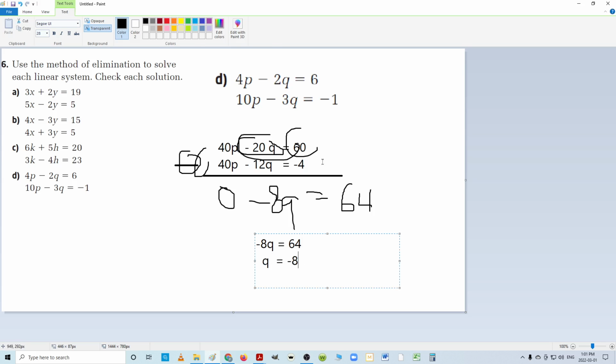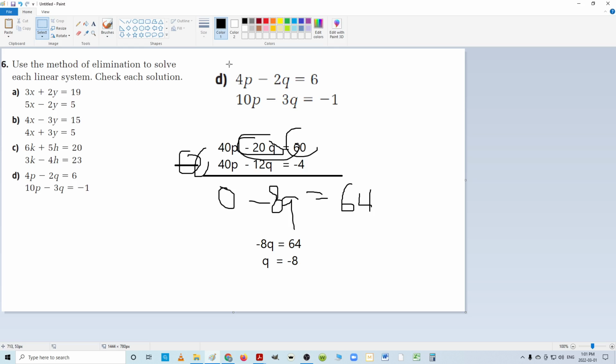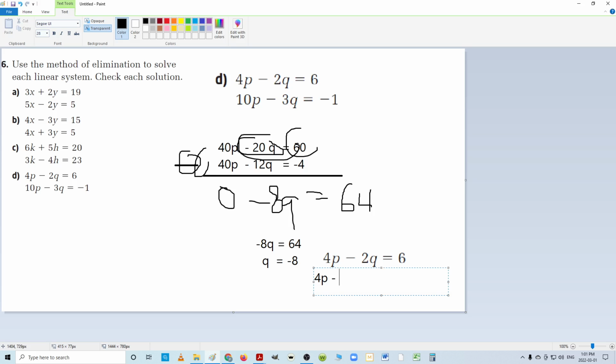Now that I've solved for q, I take the easiest formula up here, and wherever I see q, I put in minus 8. So I get 4p minus 2 times minus 8, which becomes plus 16. It's equal to 6. 4p is equal to, subtract 16 from both sides. And I discover that p is equal to minus 5 over 2, which is the same as negative 2.5.